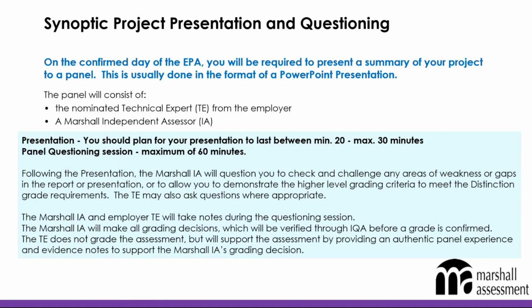Okay, so the project presentation and questioning. You will obviously submit your project through to Marshall Assessment. Your independent assessor will review your work against the criteria for this assessment hurdle. So they're holistically assessing it in advance all the time. They're looking at the criteria that you can see in the assessment plan. So they're assessing it against something you already know about, so it's very clear to you.